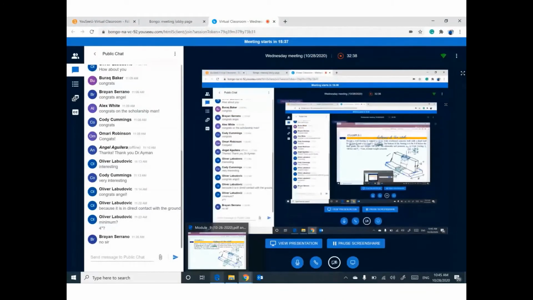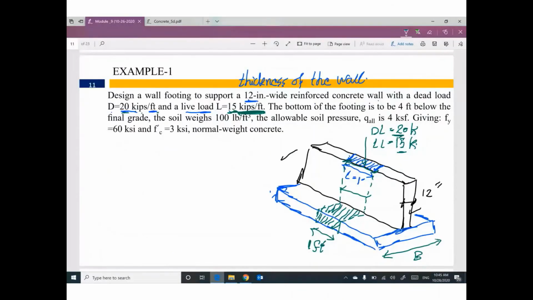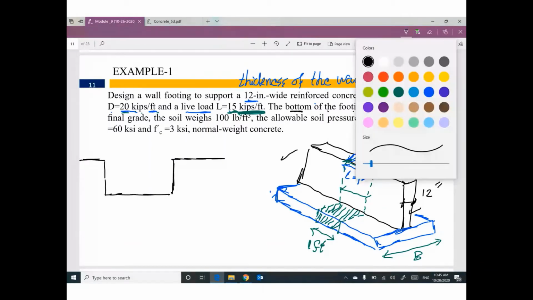Okay, let's start. We have some very important information here. The bottom of the footing is to be 4 feet below the final grade. Here is the ground surface. I will do excavation to construct this footing.